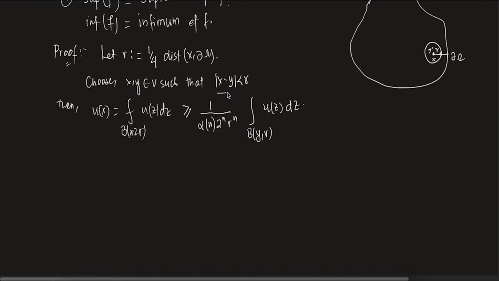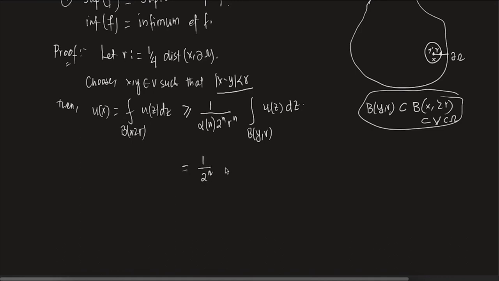Why can I do this? Because B(y, r) is a smaller ball than B(x, 2r), which is a much bigger ball. Since we take mod x minus y to be less than r, of course B(y, r) is contained in B(x, 2r), and this is again contained in V, which is again contained in omega, right? So I can do this. Since this set is bigger, the integral over it will always dominate this one. Now this can be written as 1 by 2 power n times the integral over B(y, r) of u of z dz.